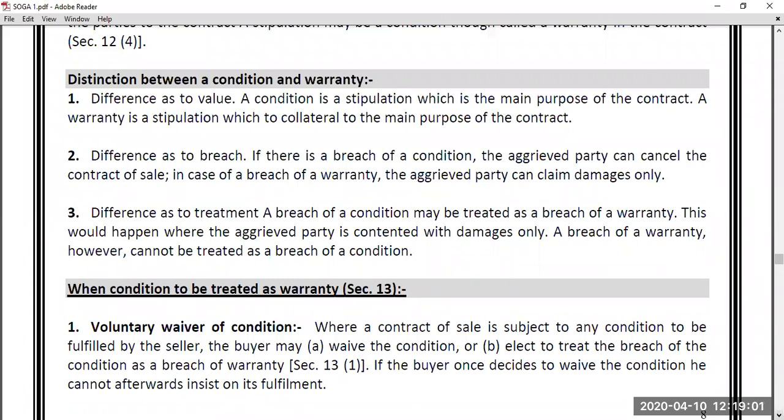Collateral means joined, secondary, ancillary, subsidiary. So a condition is a stipulation which is the main purpose. That is, condition is an essential stipulation.